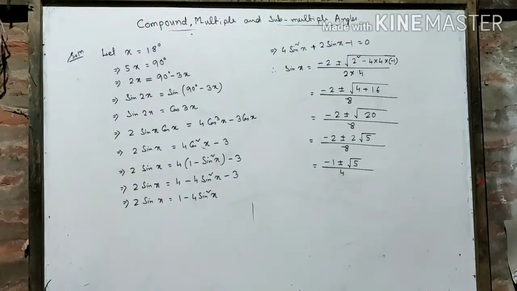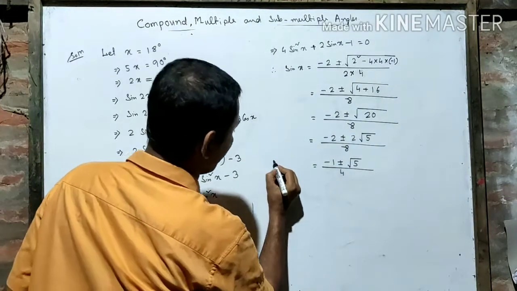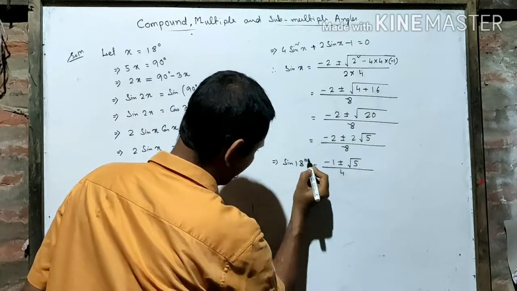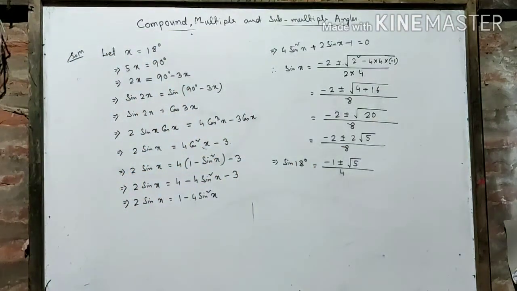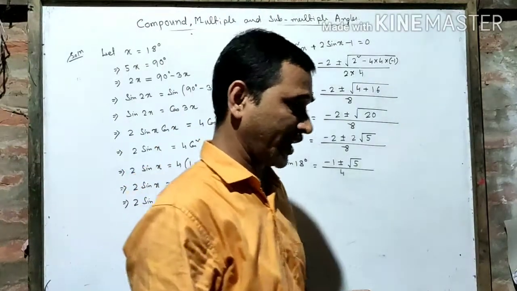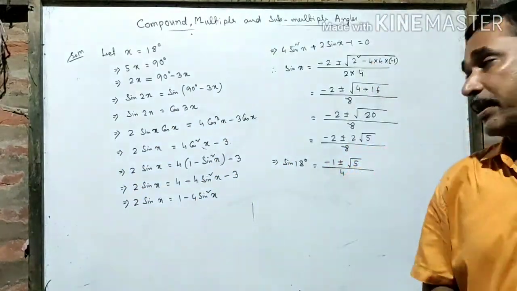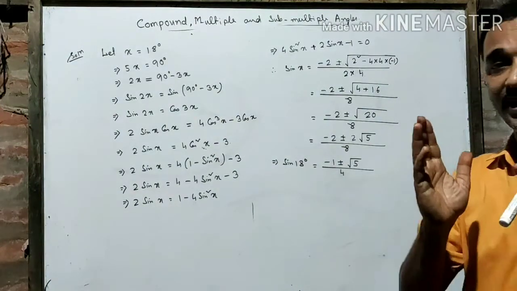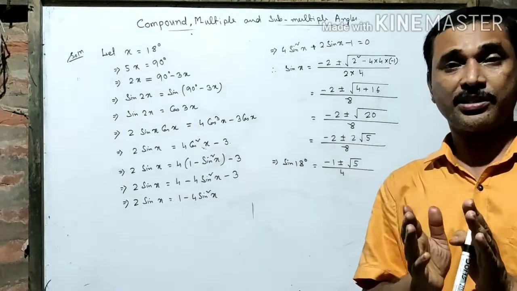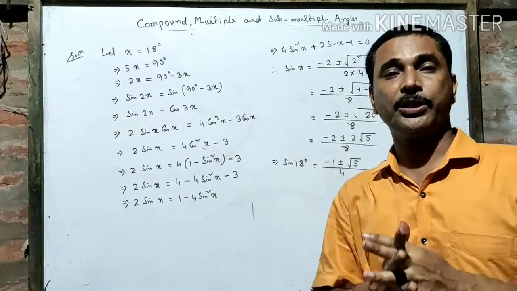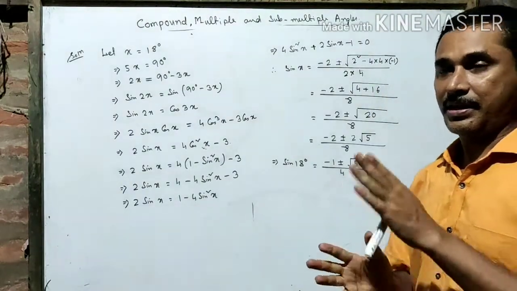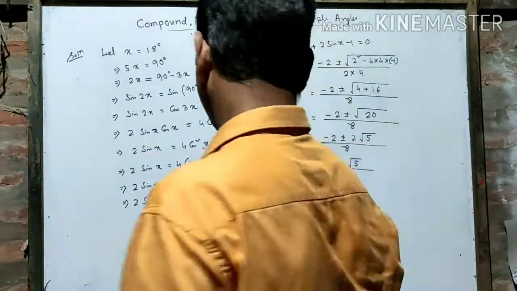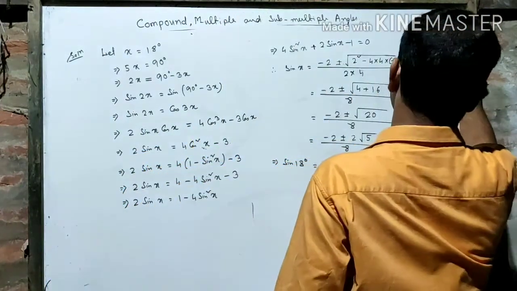So we are getting the value of sine x. X is 18 degree. So sine 18 degree is minus 1 plus minus root 5 by 4. Now you remember one thing. 18 degree is an acute angle. It means it lies between 0 and 90 degree. That means it is in the first quadrant.